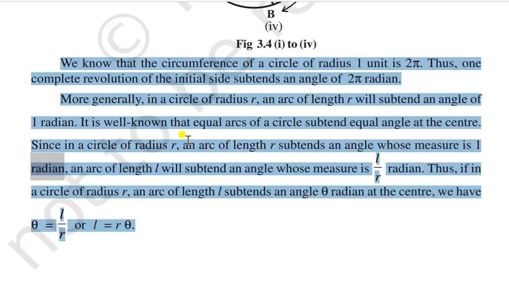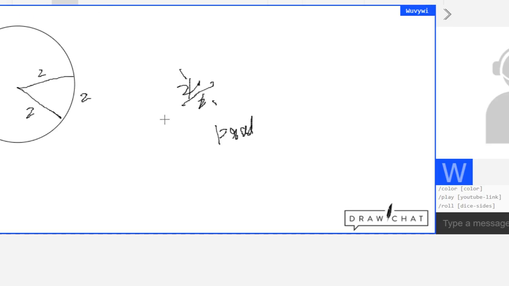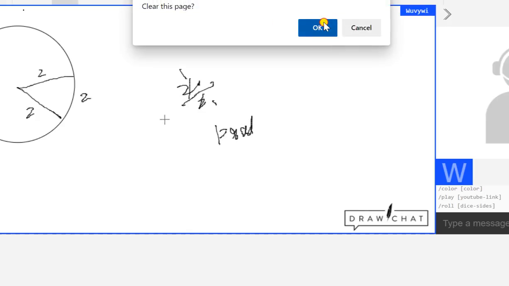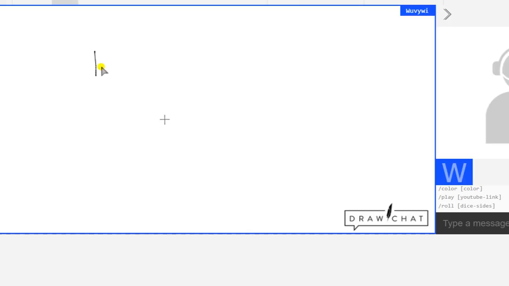The circumference of a circle of radius 1 unit is 2 pi r, right? Yeah, but then it's 2 pi. Why? I'll show. Why is it 2 pi? We have 1 unit, let's say 1 centimeter. We have a 1 centimeter circle, right? What will be the circumference?